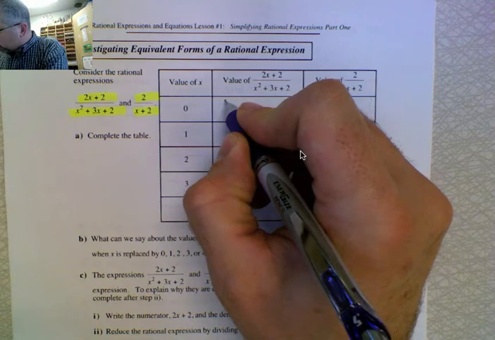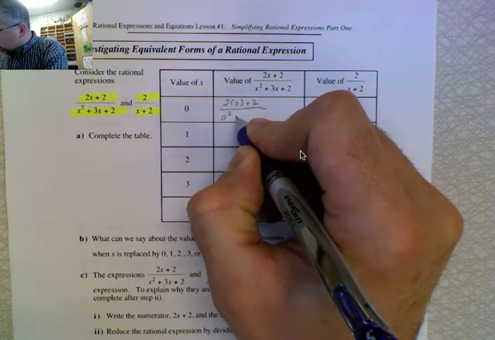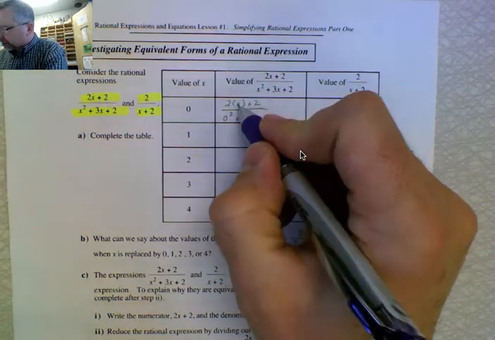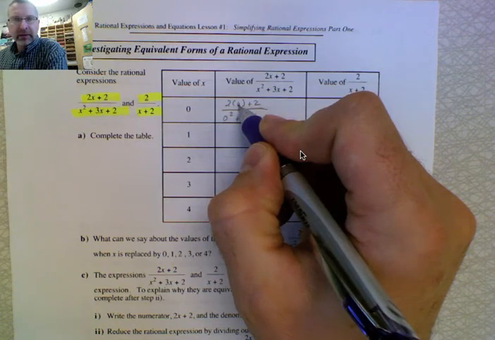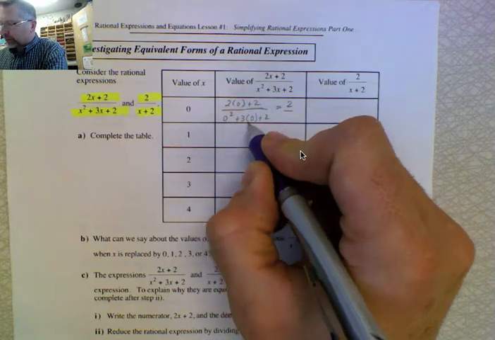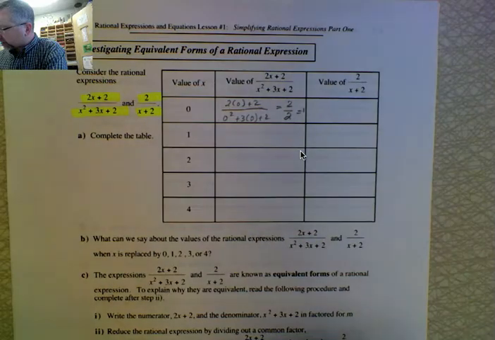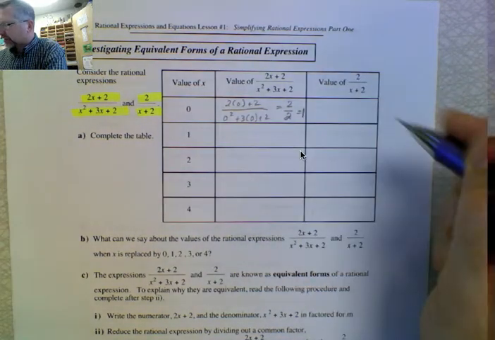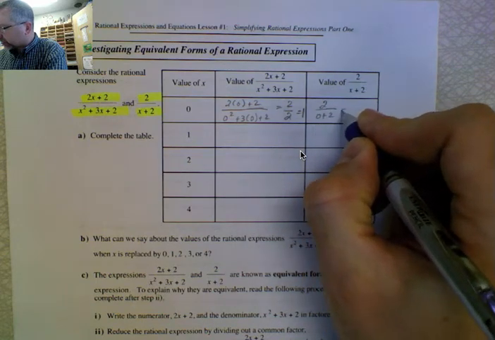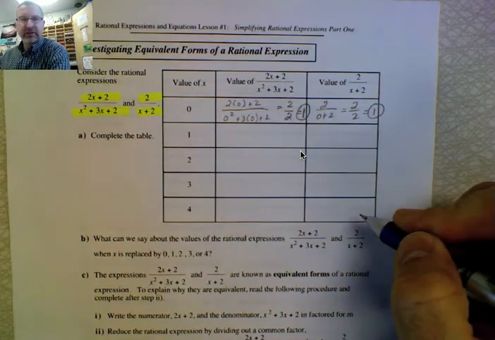So if we substitute in 0, we get 2 times 0 plus 2 over 0 squared plus 3 times 0 plus 2. Well, in this case, 2 times 0 is 0. 0 plus 2 is 2. 0 plus 0 added to 2 gives us 2. So that gives us an answer, or a value, of 1 in this case. In the second expression, we go 2 divided by 0 plus 2. Well, that gives us 2 over 2, which is also 1. So those answers are the same.